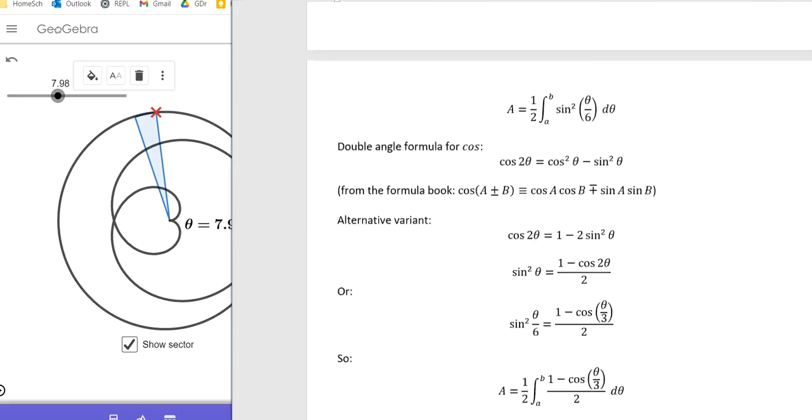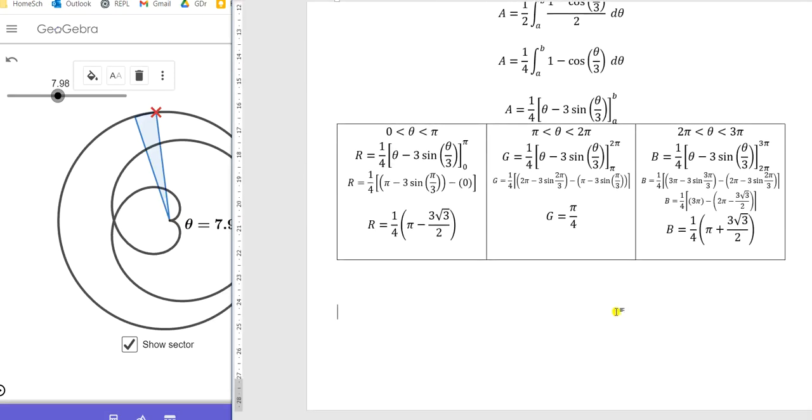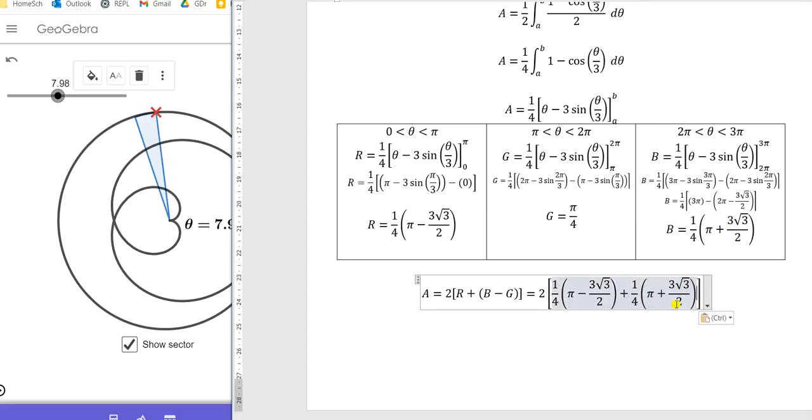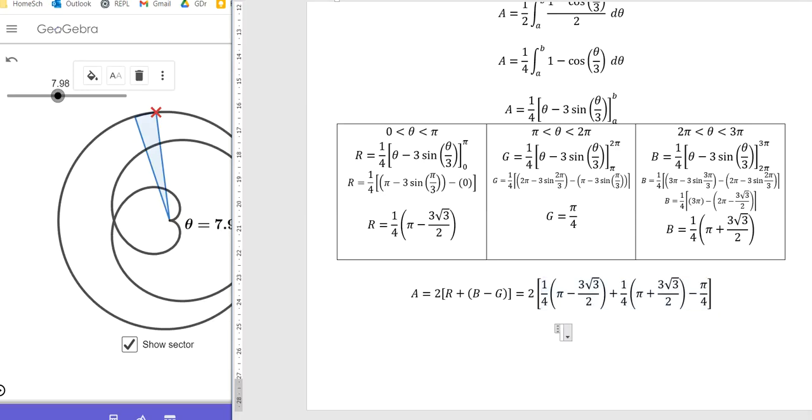The total area is given by this. So I can make use of what I worked out initially. The area is going to be 2 lots of that. And this is going to simplify down quite nicely, in fact, because r, a quarter of pi minus 3 root 3 over 2, when we add on b, which is a quarter of pi plus 3 root 3 over 2, things will cancel out quite well. And I'm going to take away g, which is just pi by 4.